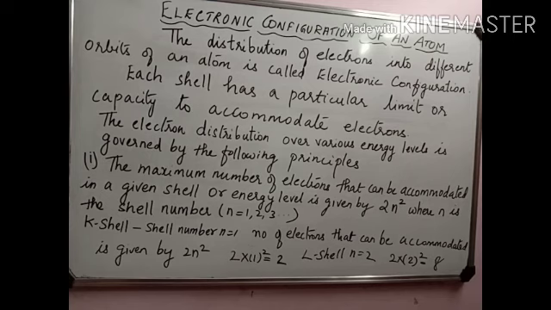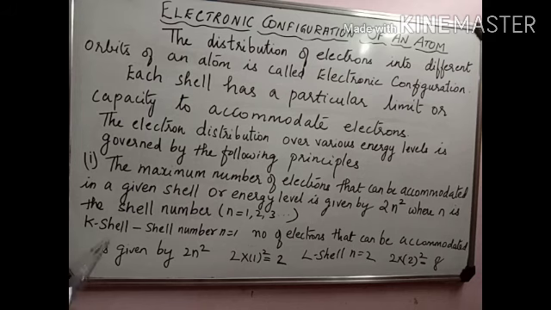As we go higher and higher, far away from the nucleus, the energy also increases. So the electron distribution over various energy levels is governed by some principles. Let us see what that is. Coming to the first principle, the maximum number of electrons that can be accommodated in a given shell or energy level is given by 2n square, where n is the shell number.